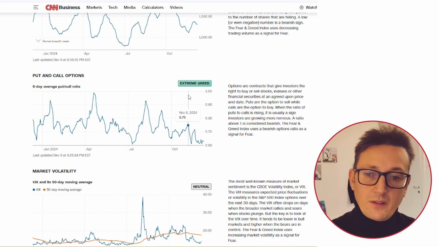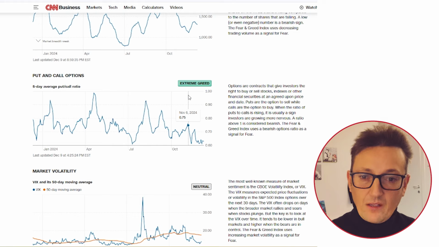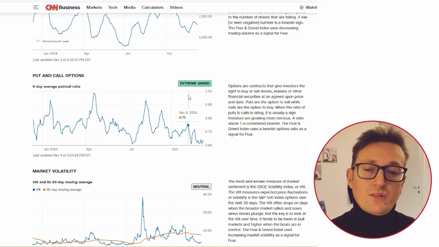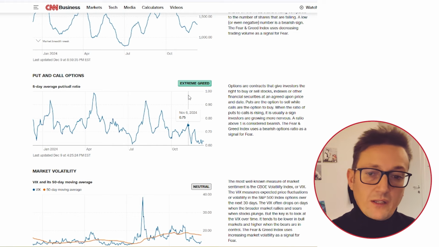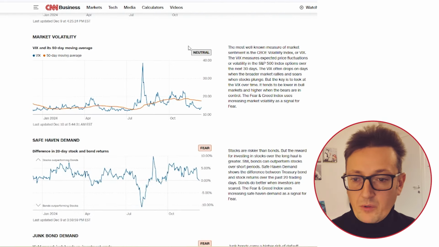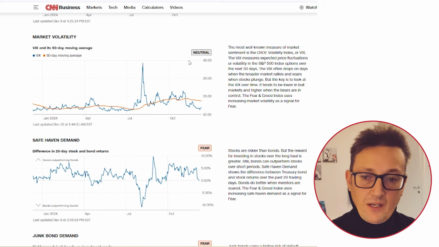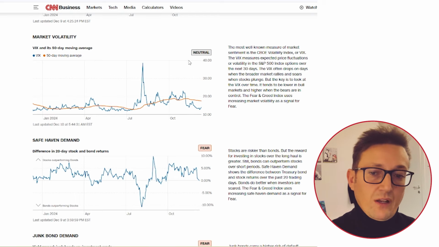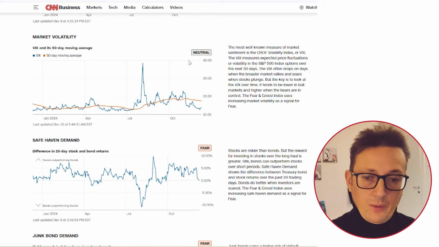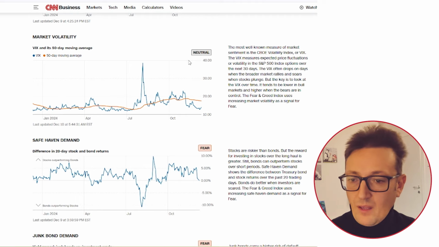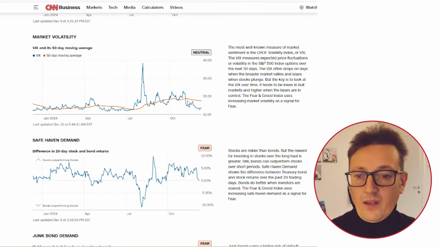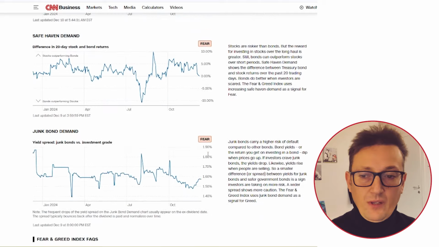Looking at the options, the story changes drastically. In fact, indicators signal extreme greed, and note that a ratio above 1 is considered bearish. On the contrary, now we are just above 0.6, therefore a bull signal. Neutral volatility, nothing more to say, just check the VIX trend. I start to worry about a value above 20, let's say. Lastly, safe haven and junk bond demand signal fear.